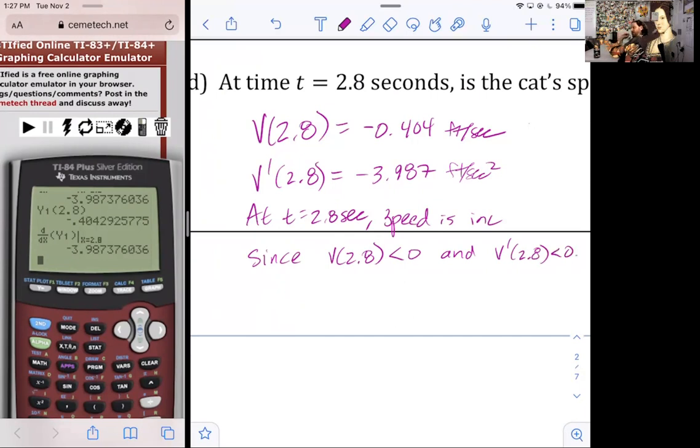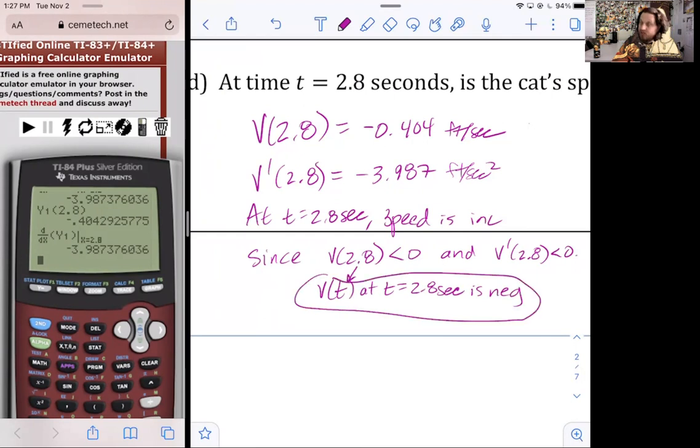Don't just say since v of 2.8 and v prime of 2.8 are the same signs. Now, some people just say since v of t at t equals 2.8 seconds is negative. Is that okay? Yeah, that means the exact same thing, but it's a lot more writing. Don't just say since v of t is negative, because v of t is not necessarily negative everywhere. It's the velocity at that point. It's easier just to say v of 2.8.